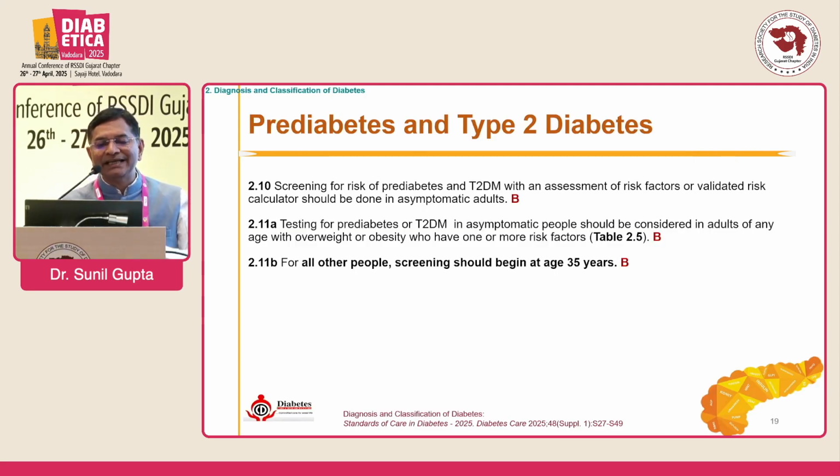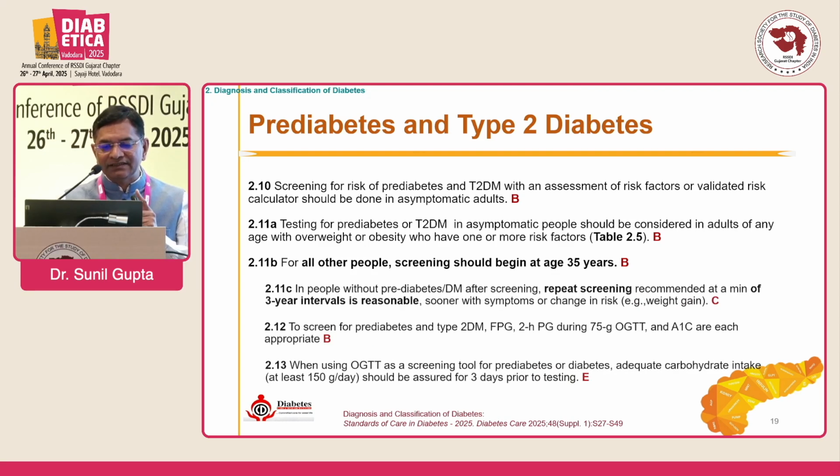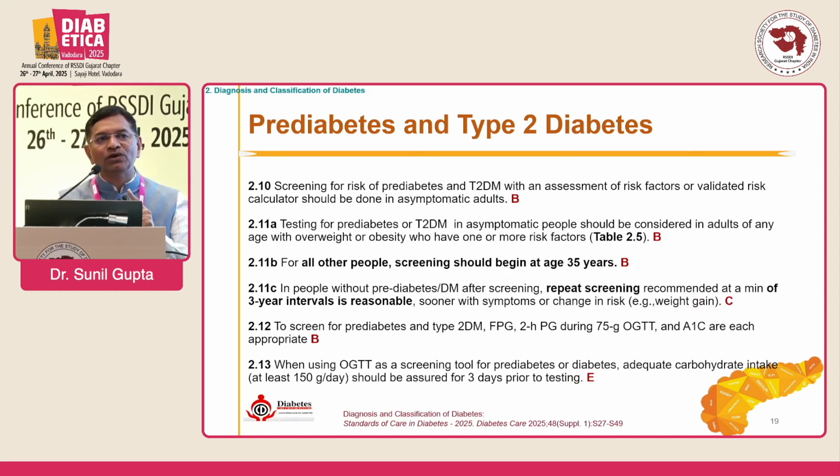So once you have pre-diabetes or diabetes, screening is important. How do we screen them? Screening for risk of pre-diabetes and type 2 diabetes is important, and we say that anyone more than 35 years of age should go for screening. Now, the recent recommendation: if you remember, when we were students, we used to say after 50 you should do it. Then came the figure of 40, which remained for quite a long period. But in the last 2 years, they have come out with 35.